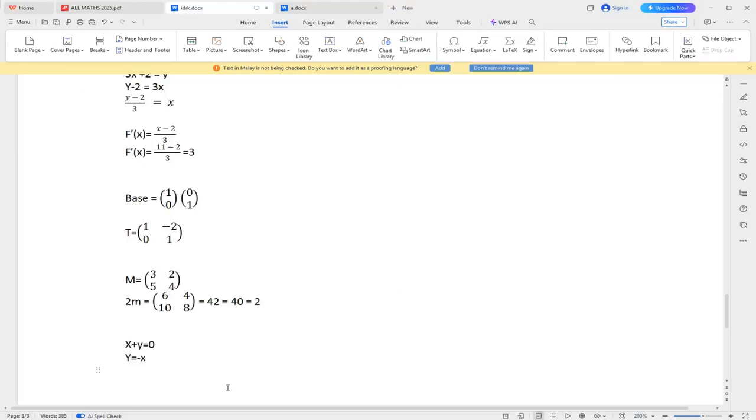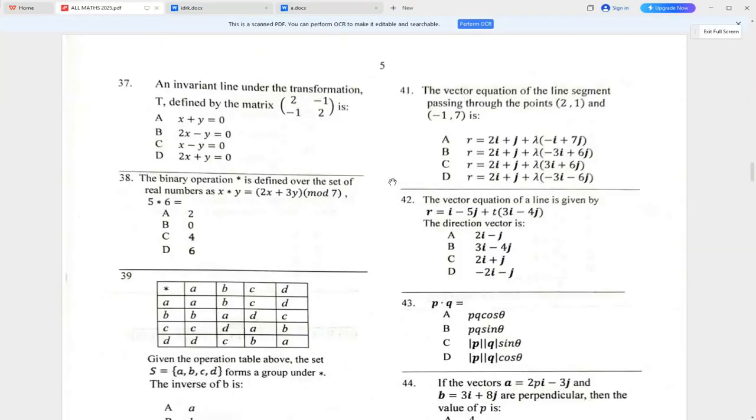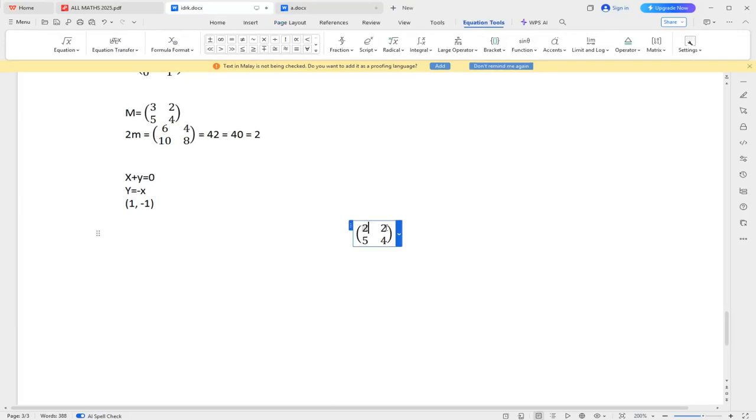Now from here we take an arbitrary point on the line. Let's say when x is equal to 1, y is equal to negative 1. So our first point, we have 1, negative 1. Then we proceed by transforming this point on the line by this transformation matrix. Our transformation matrix is 2, minus 1, minus 1, 2.